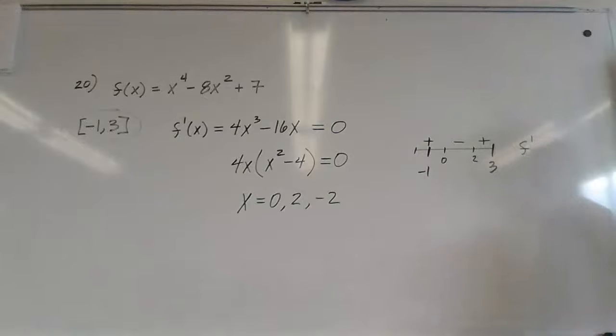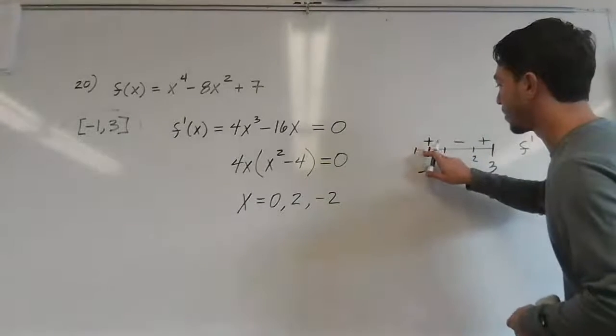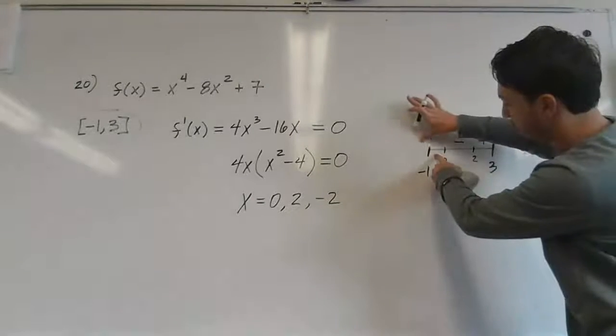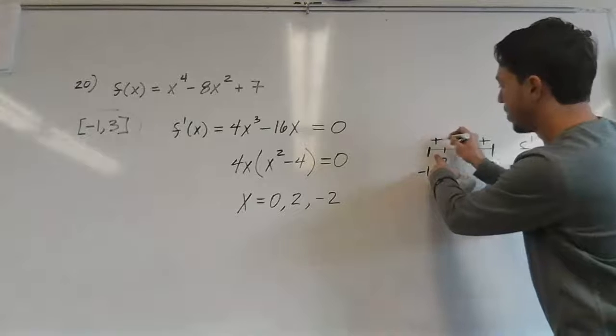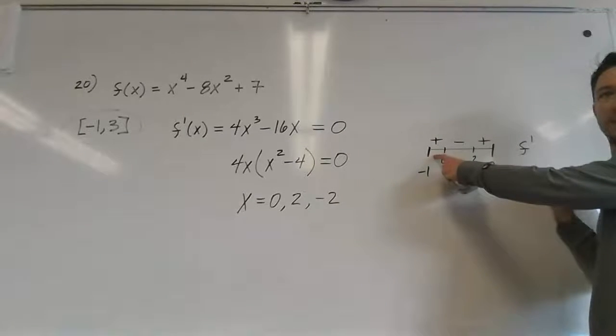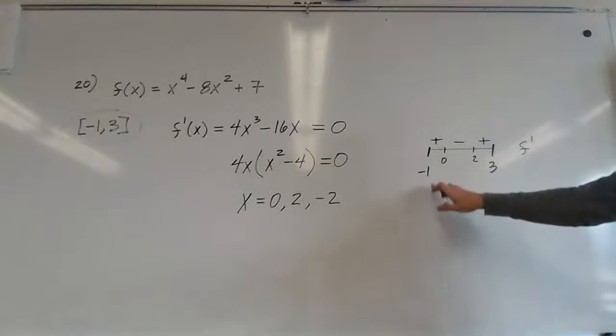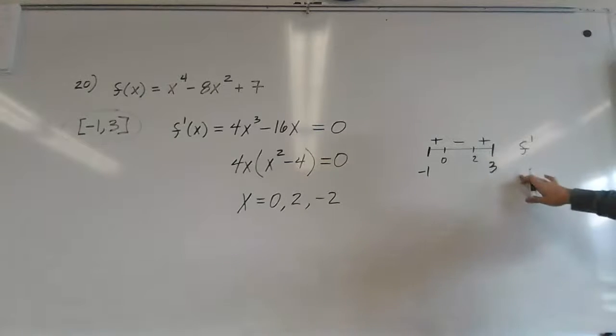Make sense? Oh, I didn't erase far enough, sorry. But this is still going to be positive in here. I hope that is clear. Does that make sense? Yes. So I know that my graph, on this interval, goes increasing, decreasing, increasing.